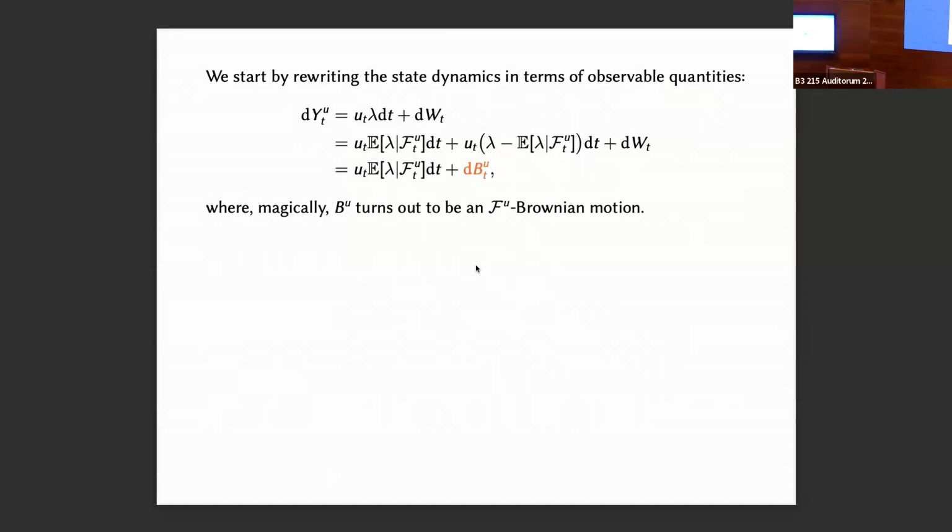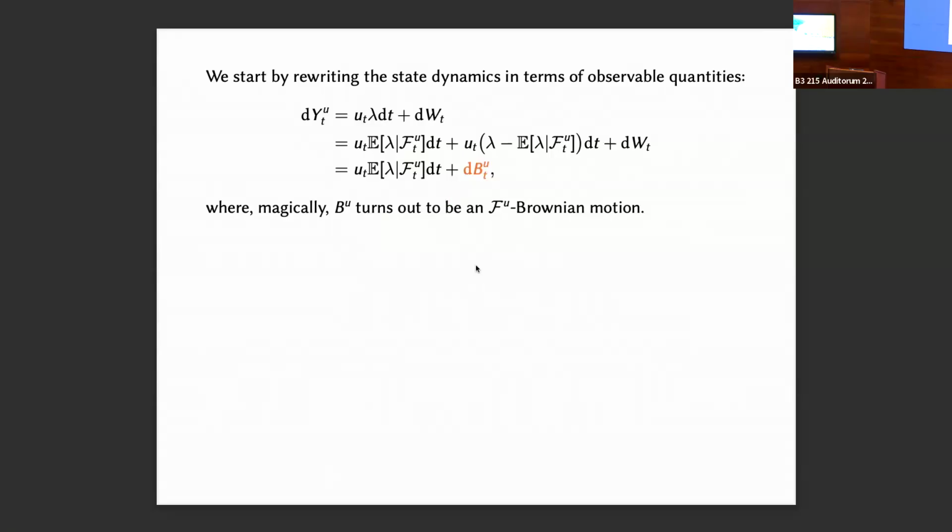We just plug that into the Y process. And this is the magic of filtering theory. In our observation filtration, the remainder turns out to be a Brownian motion. And now I've rewritten my state into observable quantities.